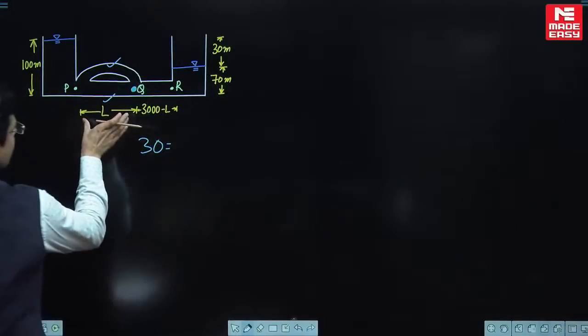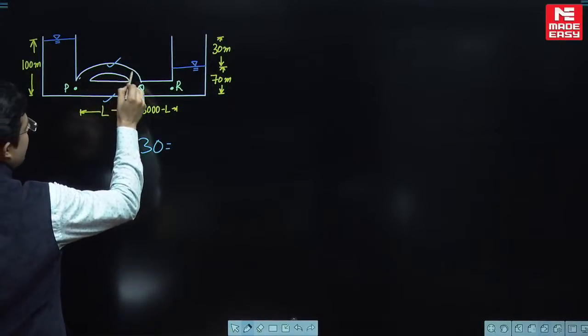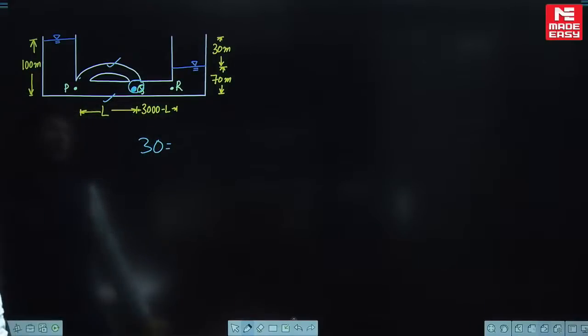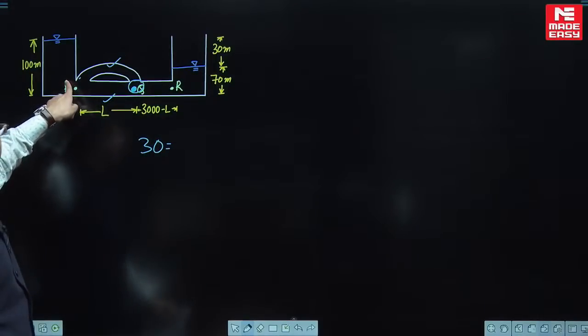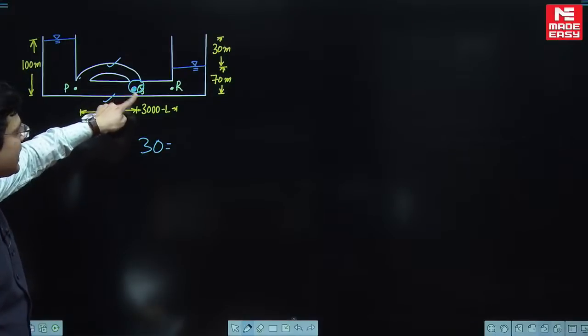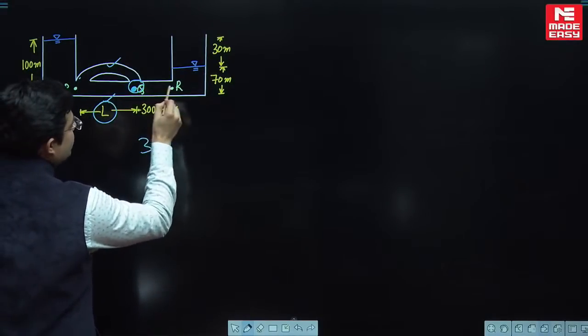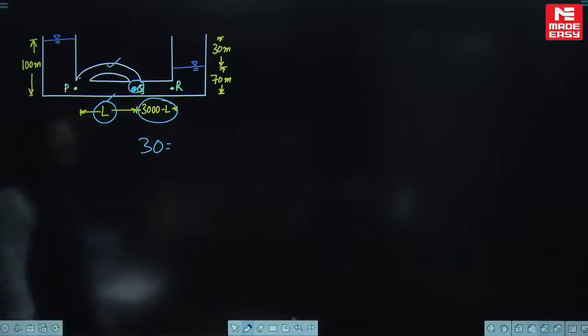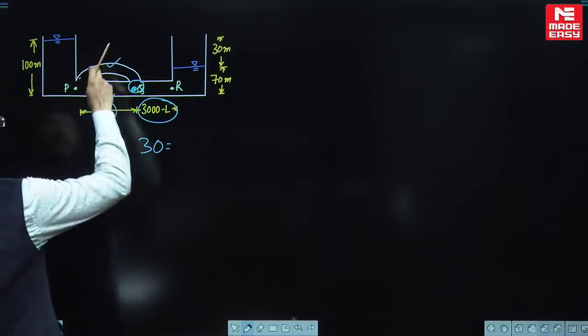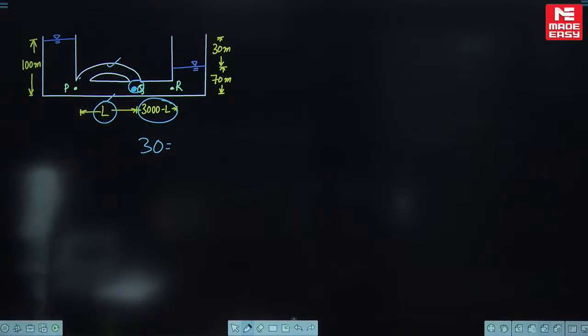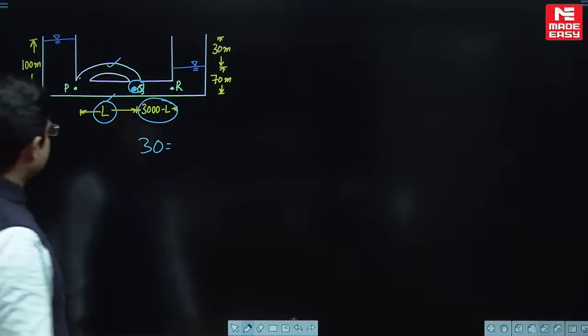We don't know where the new pipe is connected. The starting point is the same, but where it is connected in the pipe, you don't know. So taking that length as L, automatically the remaining length becomes 3000 minus L. And these are pipes in parallel. Come on guys, come on. These are pipes in parallel.